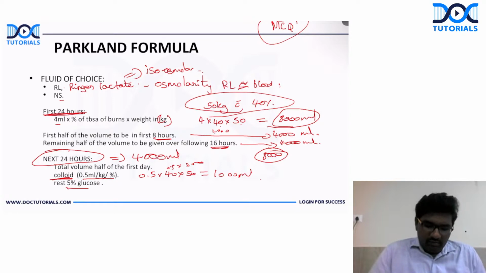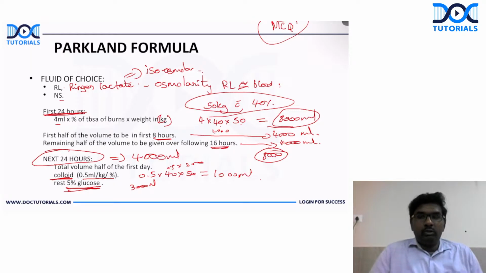And the rest will be 5% glucose. The remaining 3000 ml will be 5% glucose. So this is how we have to manage the patient, that is, resuscitate the patient with fluid by using the Parkland formula.